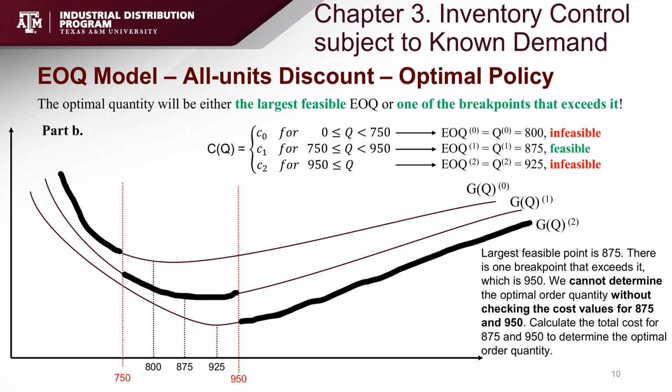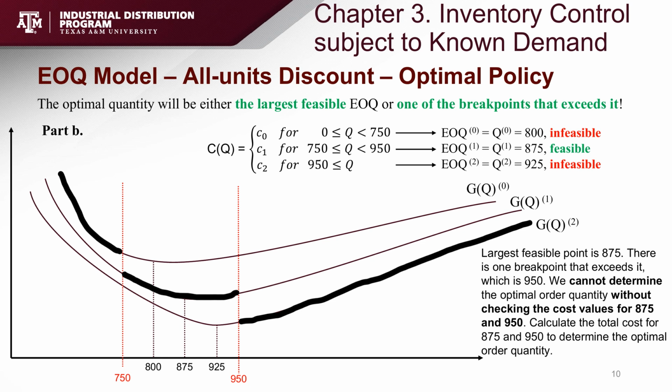And here's the catch the graph throws at you. That drop at 950 lands on a competing point. And by eye, you genuinely cannot tell whether it sits above or below the 875 trough, unless you draw everything to scale. Unlike Part A, the picture alone won't crown a winner.